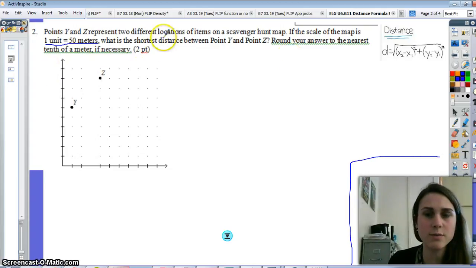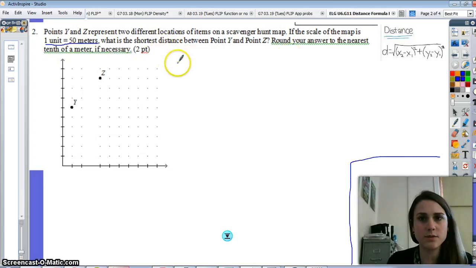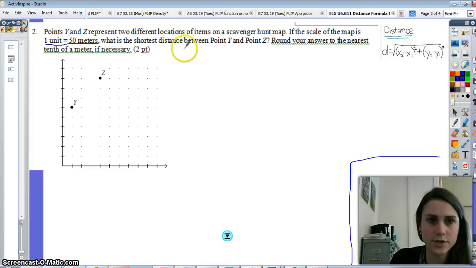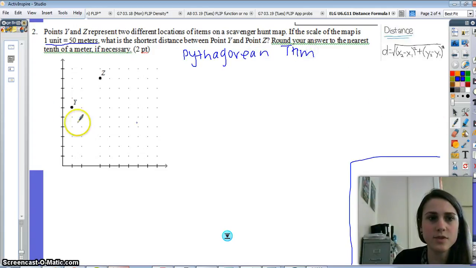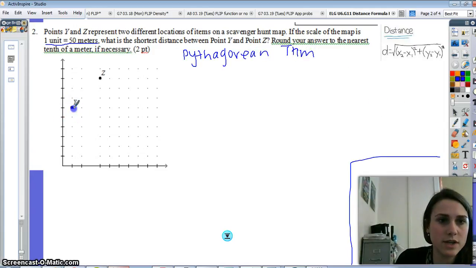There are two different ways to solve this problem. They're related to each other. I'm going to show you first using the Pythagorean theorem. So we know that the shortest distance between 2 points, well, we know that we can draw a right triangle here. Okay, we go 4 units to the right, 3 units up.